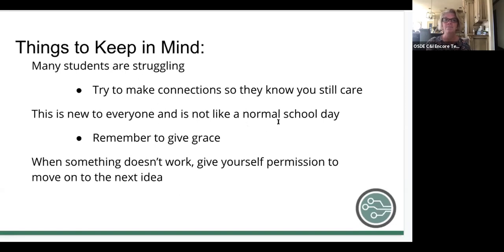And remember, when something doesn't work, don't beat yourself up over it. This is our chance to try new things. Give yourself permission to just move on to the next idea and know that that's okay. I think it also is really good when our students see that we're making mistakes, so that they know many times they can help you learn, and that might actually make them feel a little better. None of us are perfect, and we're all going to have great learning experiences to carry on.